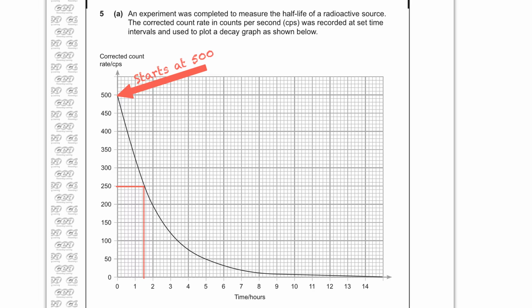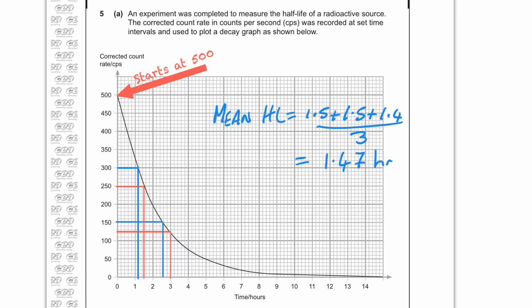So we could go again and try and go from 250 to 125, and you can see that also takes about an hour and a half. And we could go for some third arbitrary time if we were really pushing it. We can see up here it goes to 300. So we could maybe make a mark there and then look again at 150. And that one's taking about 1.4 hours. So that's three values we've got. So we just take an average of those three. And that comes out to be about 1.47 of an hour.